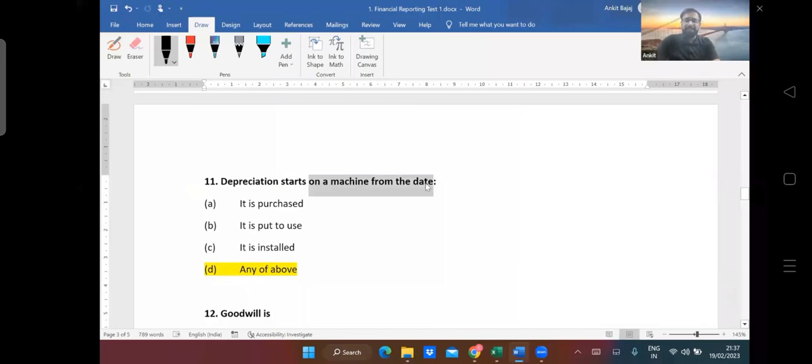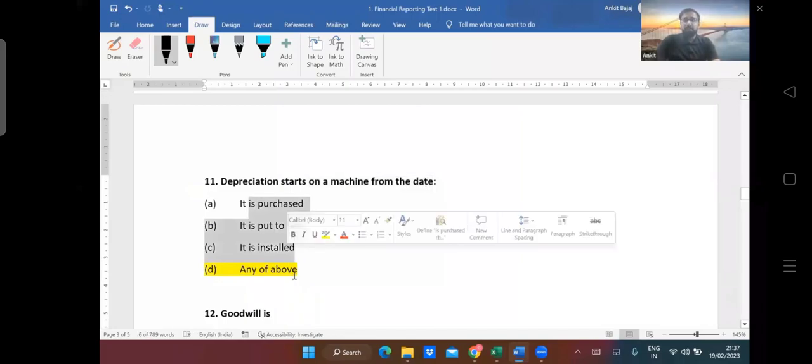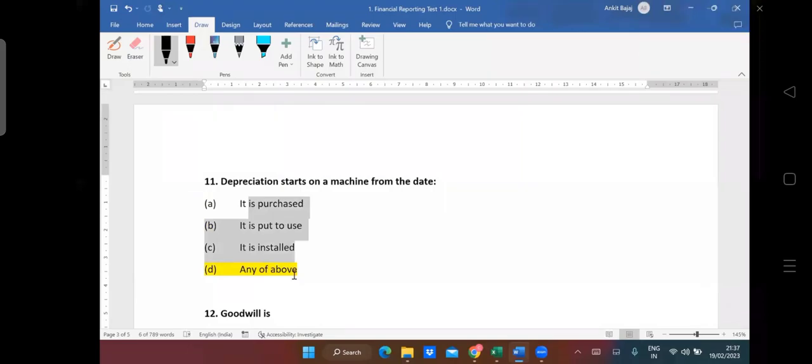Depreciation starts from the date it is purchased, it is put to use, it is installed. Here the answer is going to be any of the above. Many of you might be thinking, sir, the answer is put to use. Put to use is used for income tax. But for accounting, we can start depreciation from any of the dates: when it is purchased, or when it is put to use, or when it is installed. There is no such requirement in the case of accounting.